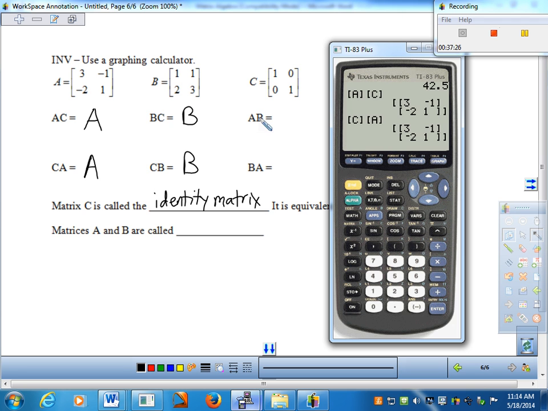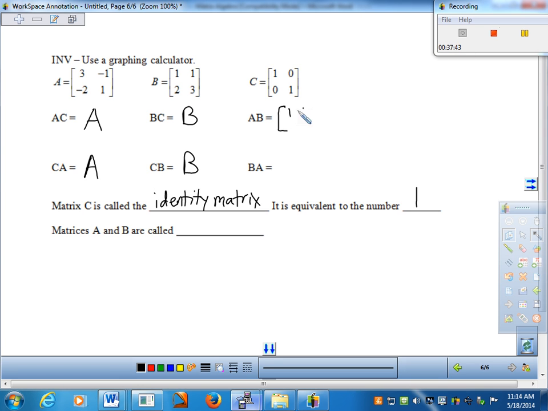What if I do A times B? Watch what happens here. There's A, guys. There's B. And notice what I get. I get the identity matrix. So in this case, instead of writing a C here, I'm going to write the identity matrix. I get that piece right there.